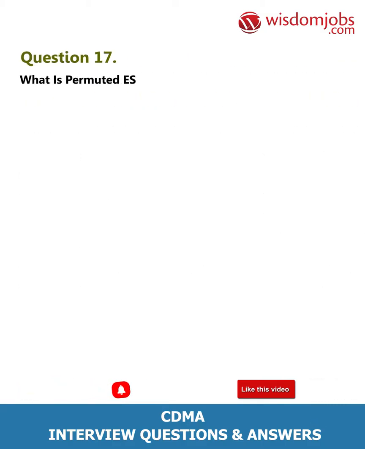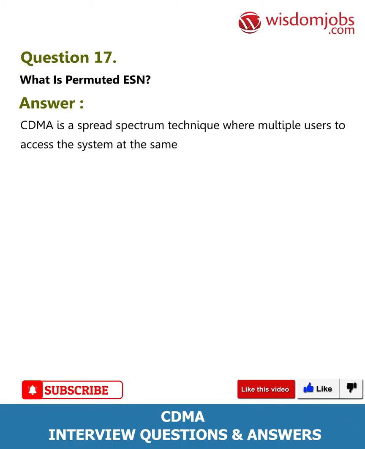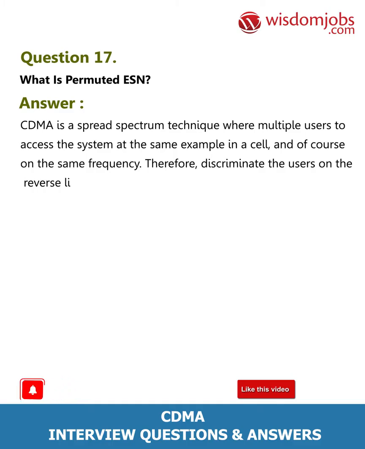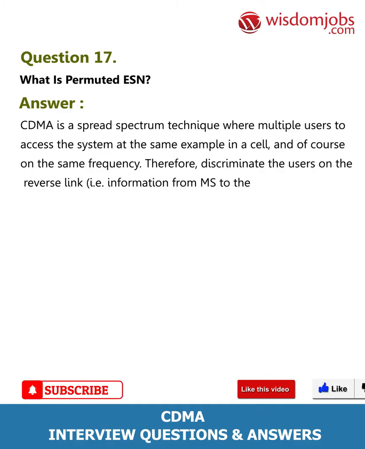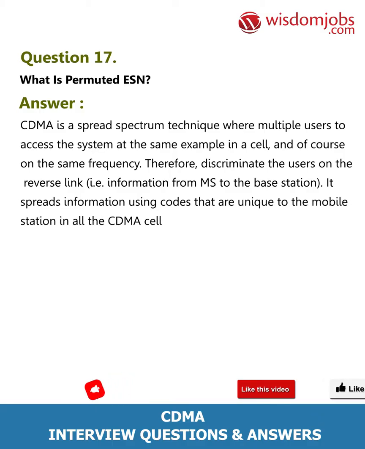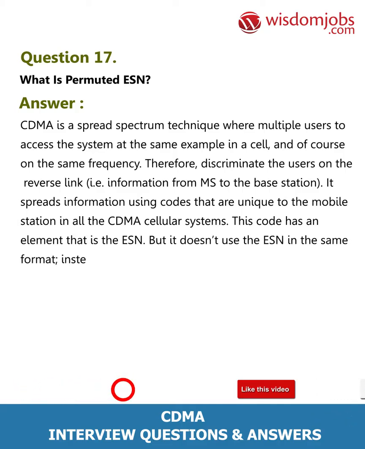Question 17. What is permuted ESN? Answer: CDMA is a spread spectrum technique where multiple users access the system at the same time in a cell, and of course on the same frequency, therefore it must discriminate the users on the reverse link, i.e. information from the MS to the base station. It spreads information using codes that are unique to the mobile station in all the CDMA cellular systems. This code has an element that is the ESN, but it doesn't use the ESN in the same format. Instead, it uses a permuted ESN.